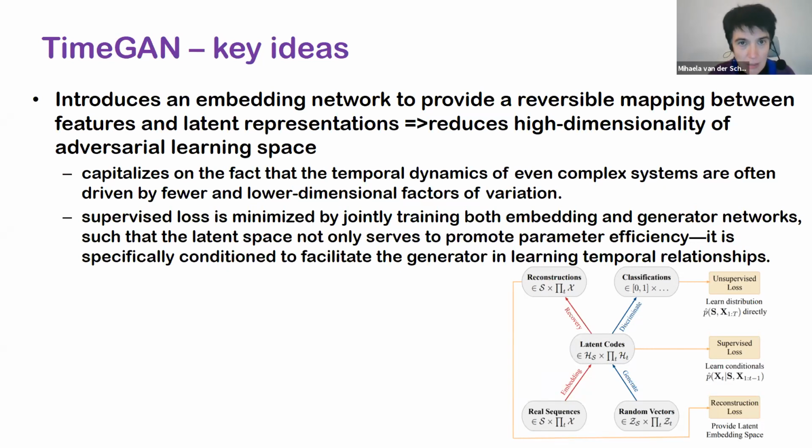By using such an embedding, we are capitalizing on the fact that the temporal dynamics of even complex systems are often driven by fewer, lower dimensional factors of variation, which are learned through the embedding that we are learning here. And we are learning jointly. So we are training these networks jointly on the basis of both the supervised and the reconstruction loss.